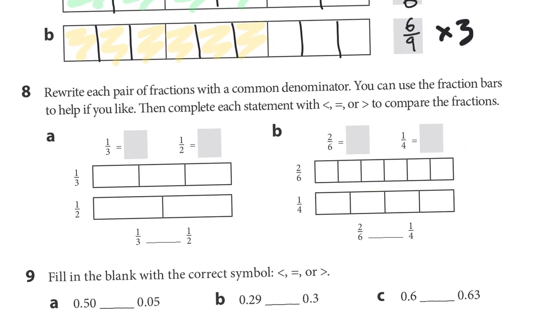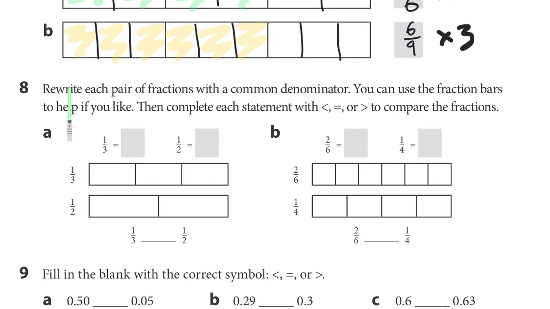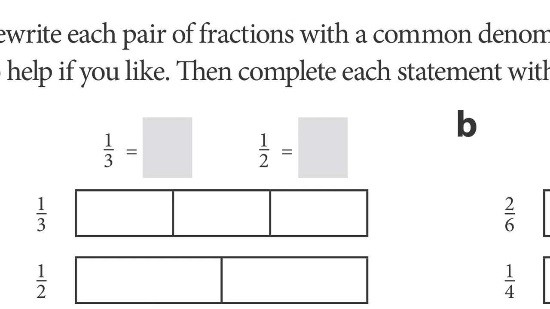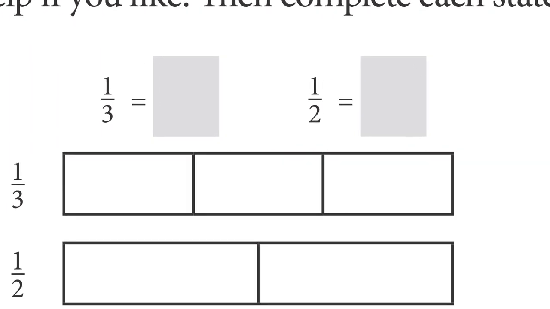We are going to, on number 8, rewrite each pair of fractions with a common denominator. You can use the fraction bars to help if you like, then complete the statements with your greater than or less than. On the tests in those last checkpoints, they don't give you bars, but we can use them if we want, okay? For example, this says that we're looking at 1/3 and 1/2. We need a common denominator.